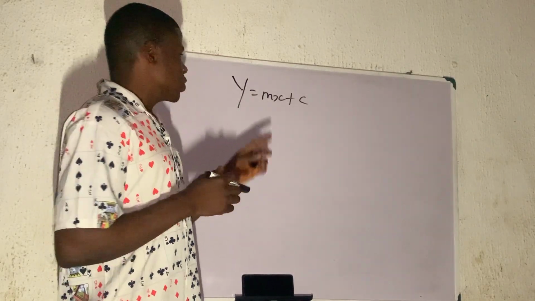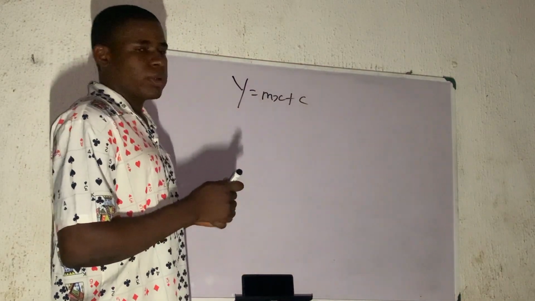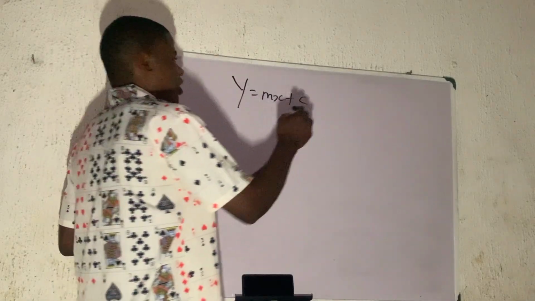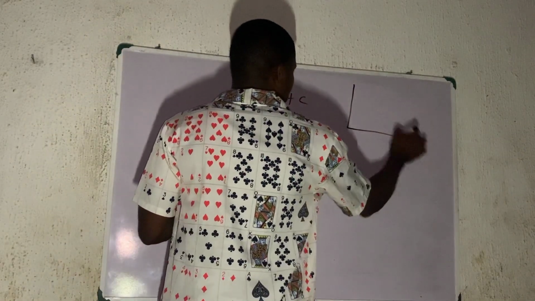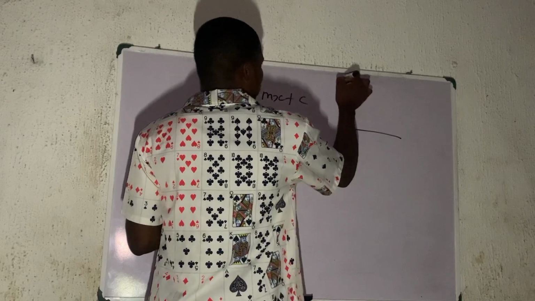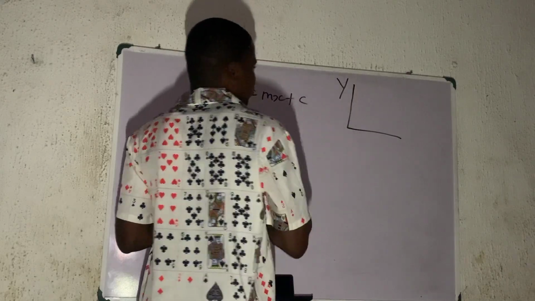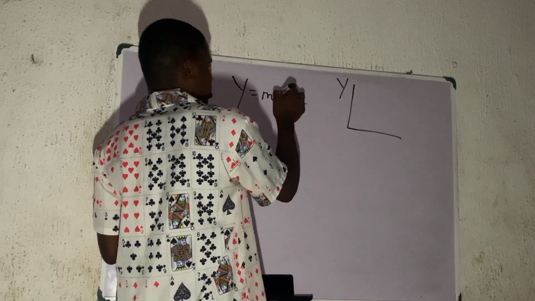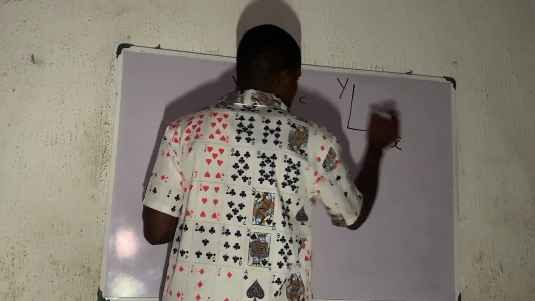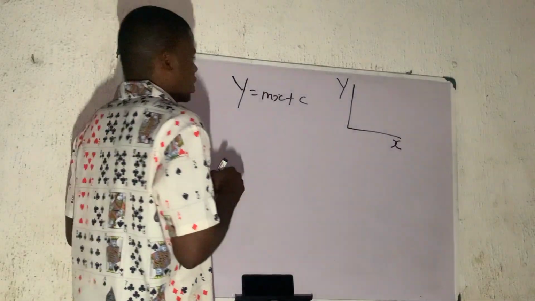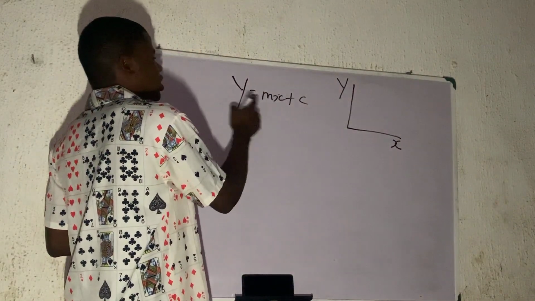Does it make sense? So this y here is the one being plotted on the vertical axis. If I have a graph like this, the vertical line, what is plotted there are the y values. Then this x is the one plotted on the horizontal axis. Does it make sense? So I've explained what this and this are.